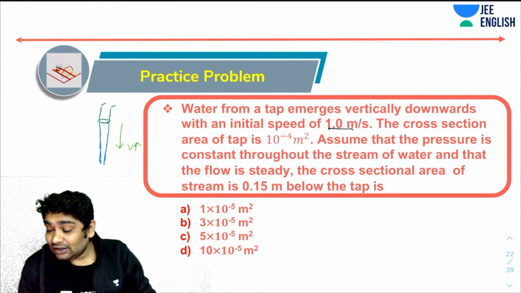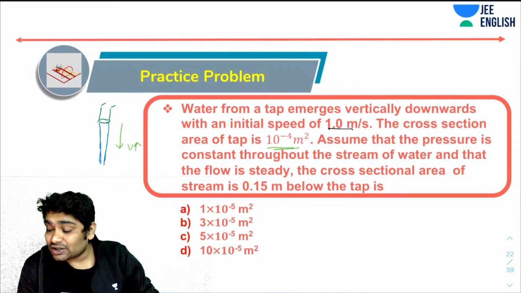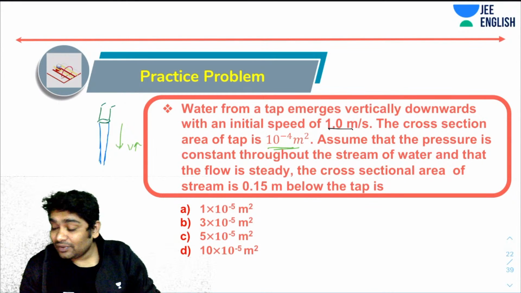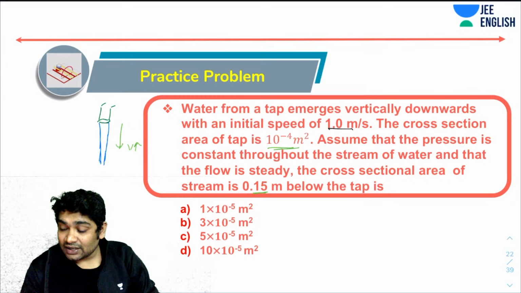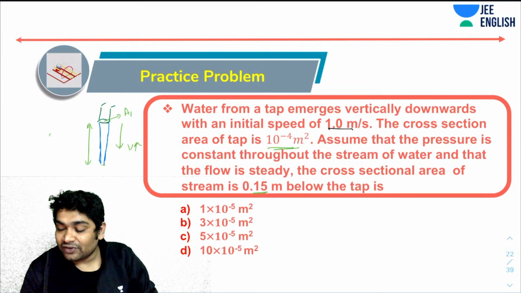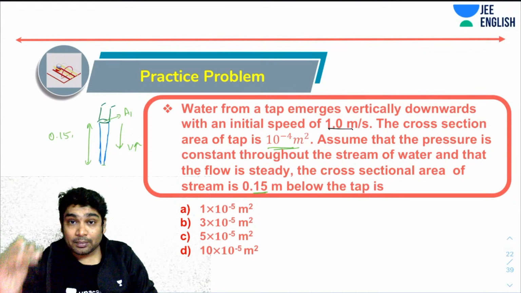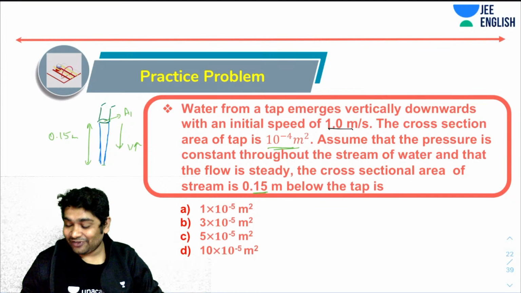So now you have to tell that if the area of cross section of the tap is this, assume that the pressure is constant throughout the stream of water and that the flow is steady. The area of cross section of a stream which is 0.15 meter below the tap will be. Imagine at here, obviously the water will have area of cross section equal to the area of the pipe. You have been asked what will be the area of cross section at a point which is 0.15 meter below the opening of the tap. Try this and let's see if you can figure out the answer.